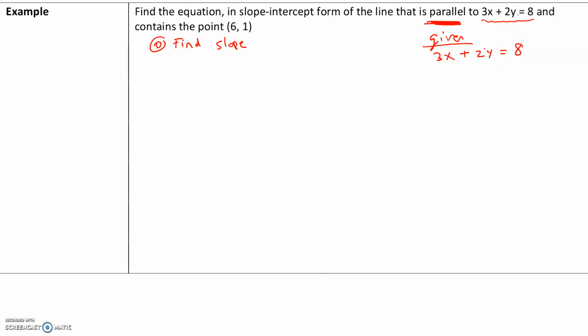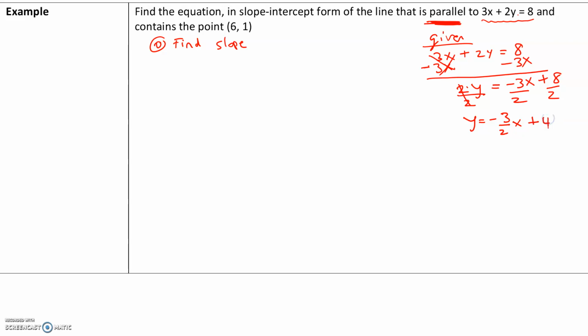We also learned previously that if I want to find the slope of any line, I have to get the y by itself. So I'll start by moving the 3x to the right, subtracting 3x from both sides. So I have 2y equals negative 3x plus 8. The y is being multiplied by 2, so I divide everything by 2. And this gives me y equals negative 3 over 2 x plus 4. I don't really care about the 4, but what I do care about is the slope. The slope m is equal to negative 3/2.